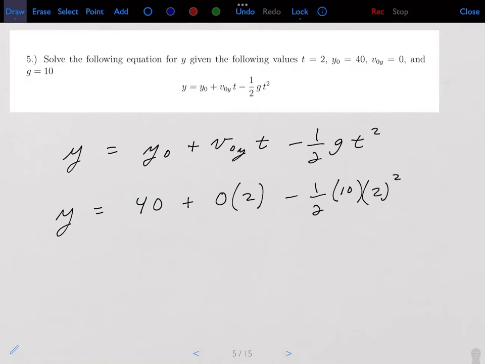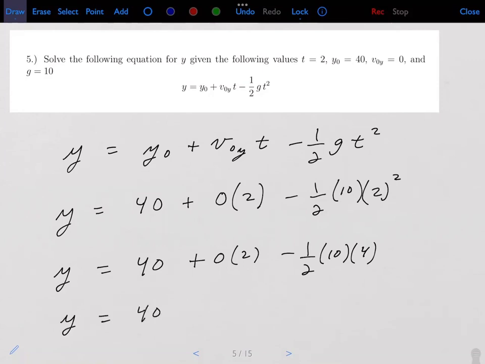Okay, and then you're going to work this out and get y, but just be careful. Order of operations is important. Really, you should do exponents first. So if I write this all out again, this is going to be 2 squared, which is 4. Then multiplication and division done left to right. So this one's easy, this is going to be 0. And then this will be minus 20.